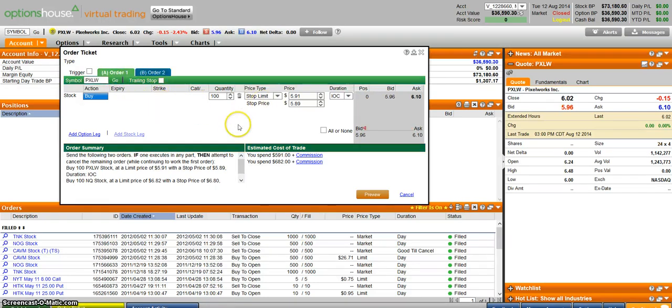Obviously, it can be used for other types of orders too. Sky's the limit with the order cancel order tool.